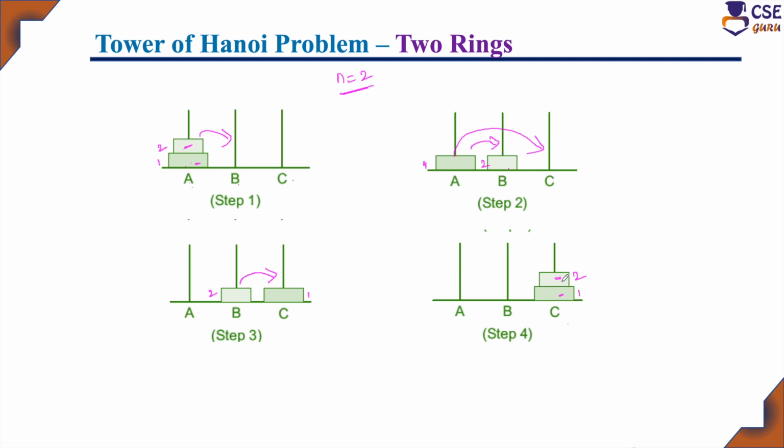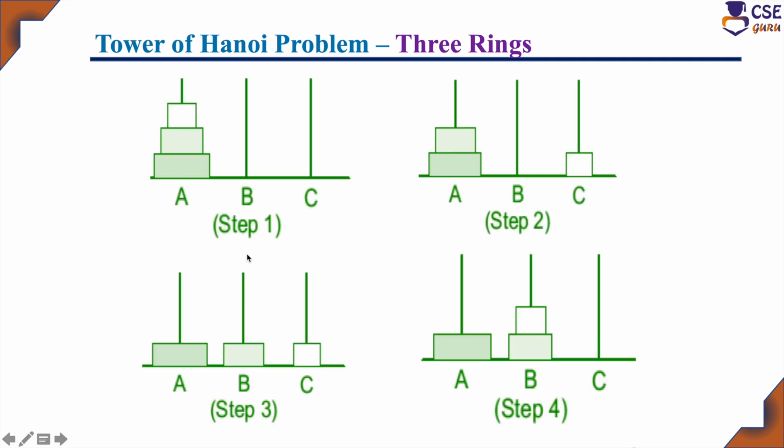Okay, because it is restricted to place the largest one above the smallest ring. That condition you need to remember. So if n is 2 also, case is easy. Move the smallest ring from source to spare pole, largest one from source to destination pole, then the smallest one from spare pole to destination pole. It is very easy.